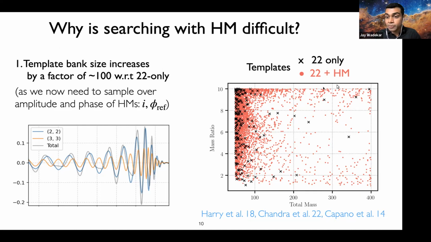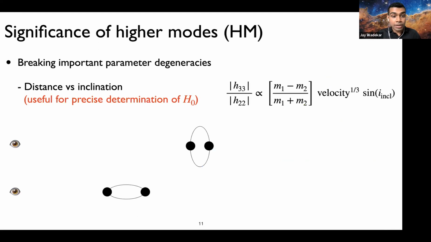And just to give a visual picture, here is a mock template bank. If you only include the quadrupole waveform, you have the crosses, and once you start including these higher mode waveforms, you can see that the number of points is much larger to cover this space. So the size increases nearly a factor of 100. This I think is one of the biggest problems when searching with these higher modes. And I'll mention in a second the approach that we took to try to reduce this computational burden.